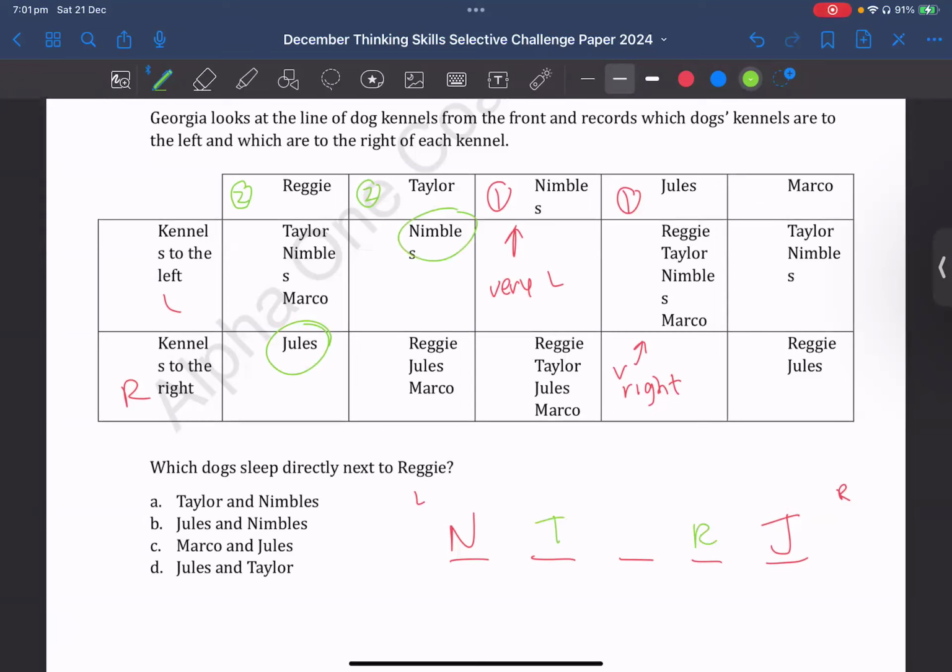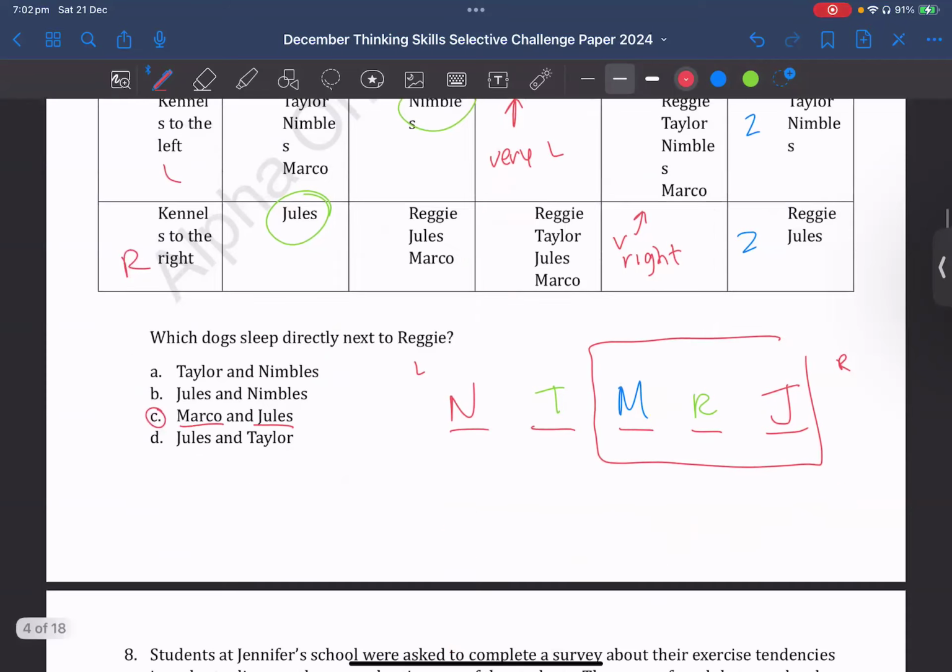Once again, please check your lefts and your rights so you don't mix this up. And then our last step is Marco, who should have 2 on each side. Done. So let's go back to the question. The question is saying, which dog sleeps directly next to Reggie? Reggie, this one here. And then we go through Marco and Jules. Done. So I hope this question makes sense.